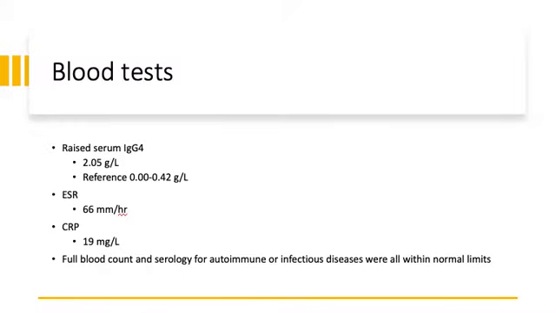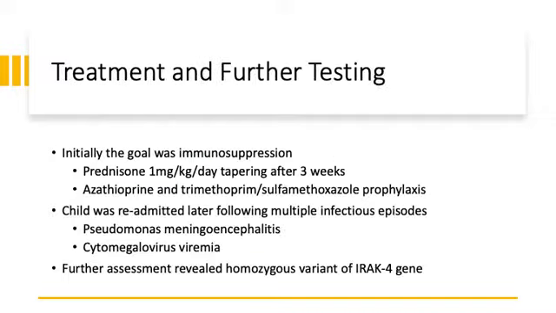The immunohistochemistry is a major factor in diagnosis, but there does need to be correlation made with serologic testing, which we can see here in the blood test results with array serum IgG4 at 2.05 grams per liter, and also with the elevated ESR and CRP. There were other tests done, such as the full blood count and serology for autoimmune or infectious diseases, but these were all within normal limits.